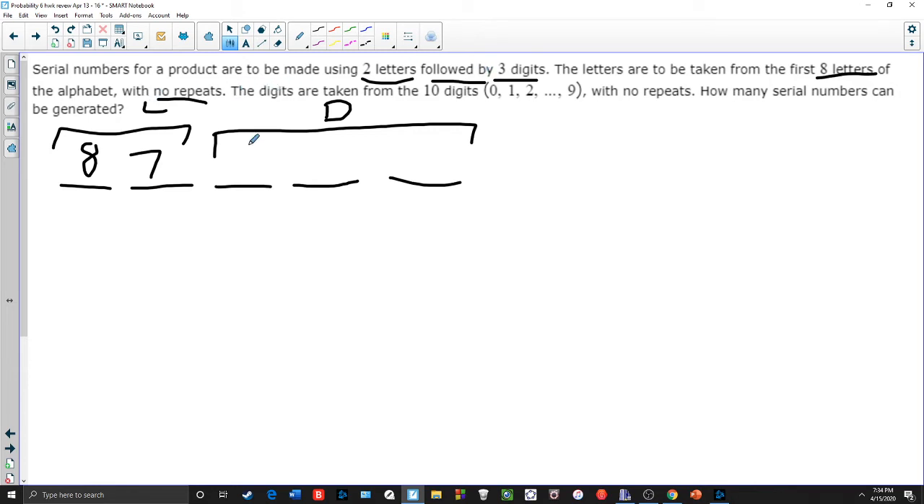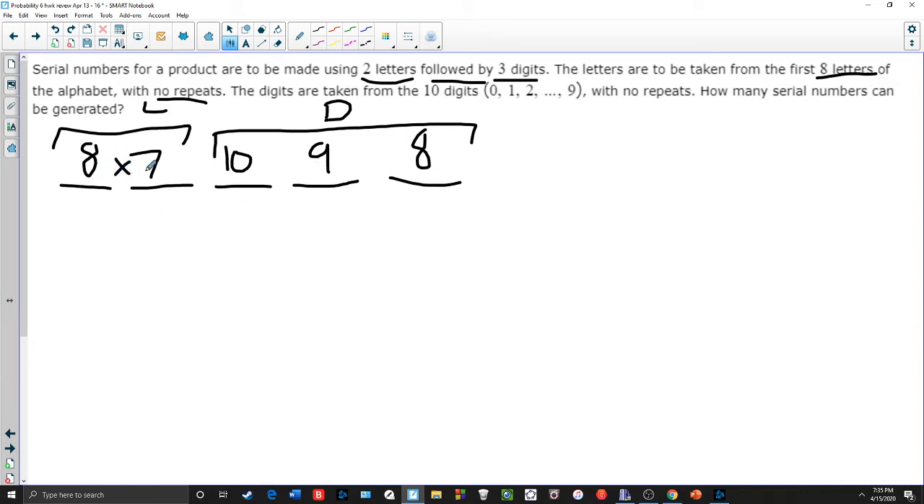And it says the digits, which are these, are to be taken from the 10 digits with no repeats. So 0 through 9, those are the digits, and you can't pick the same number twice because there's no repeats. So once again, I have 10 possible digits I can put in this one. I have 9 possible I can put in here because it's 1 less. And then I have 8 possible I can put in here because, again, I can't use either of these two numbers when I choose them.